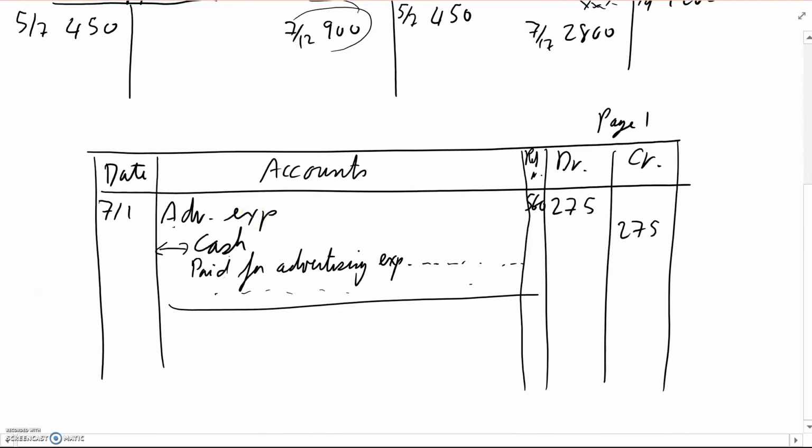So the journal serves to keep a chronological record, and it will show you that all the debits here are equal to all the credits. I'll start explaining in another video how to record in the journal.